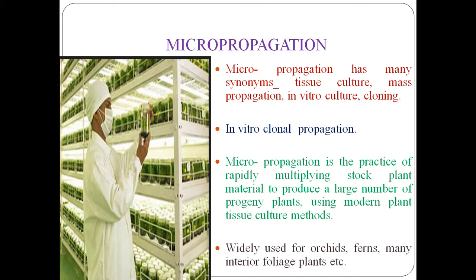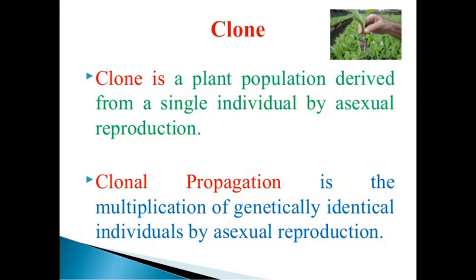Other than this, we see that it is a procedure that has been applied to a significant number of commercially vegetatively proliferated plant species, or sexually or asexually proliferated plants. So it is widely used for orchids, ferns, many interior foliage plants. Next is the clone. What is clone?